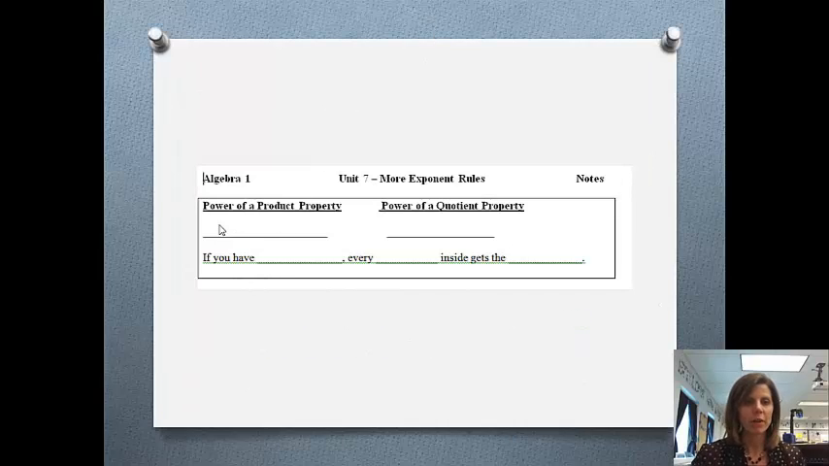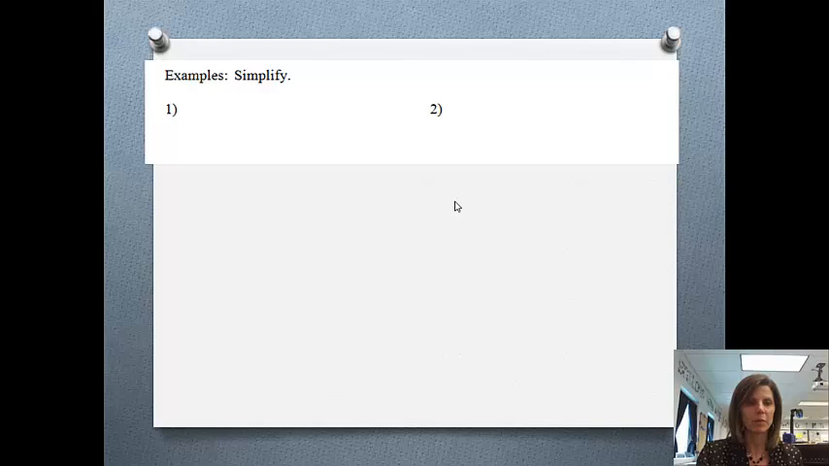The power of a product property simply states this: if I have a times b inside parentheses raised to the m power, that will equal a to the m times b to the m. And the power of a quotient property: if I have a divided by b and it's raised to the m power, that will be equivalent to a to the m divided by b to the m. Basically, if you have parentheses, every term inside of those parentheses is going to get the power. So we'll try to keep that in mind as we work through some examples.